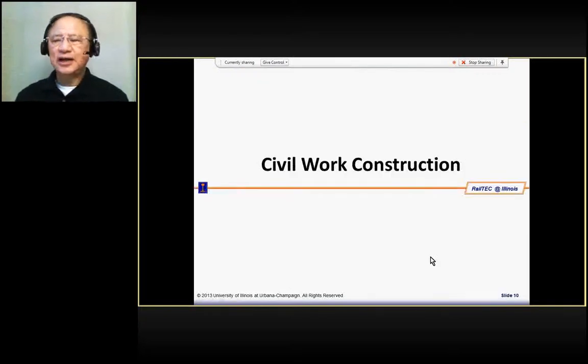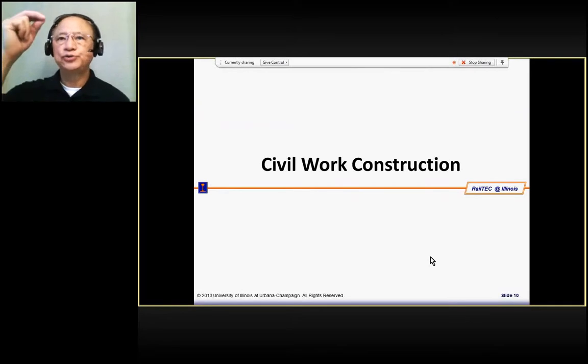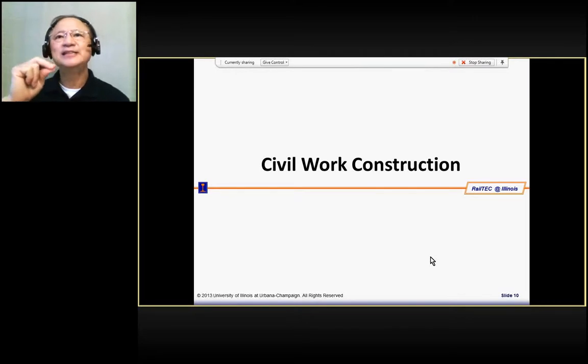Okay, so these are the construction sequence. By now, we have gone through the spatial characteristics of a high-speed rail system, what elements are required to be constructed, and the construction sequence of all these elements. Now, the first element to be constructed is the civil work.